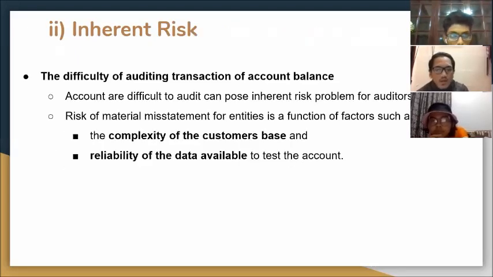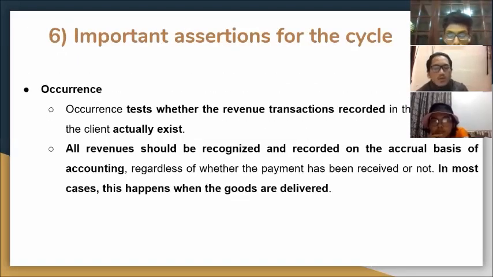Okay, next, the important assertion for the cycle. Occurrence. Occurrence tests whether the revenue transaction recorded in the accounts of the client actually exists. All revenue should be recognized and recorded on the accrual basis of accounting, regardless of whether the payment has been received or not. In most cases, this happens when the goods are delivered.